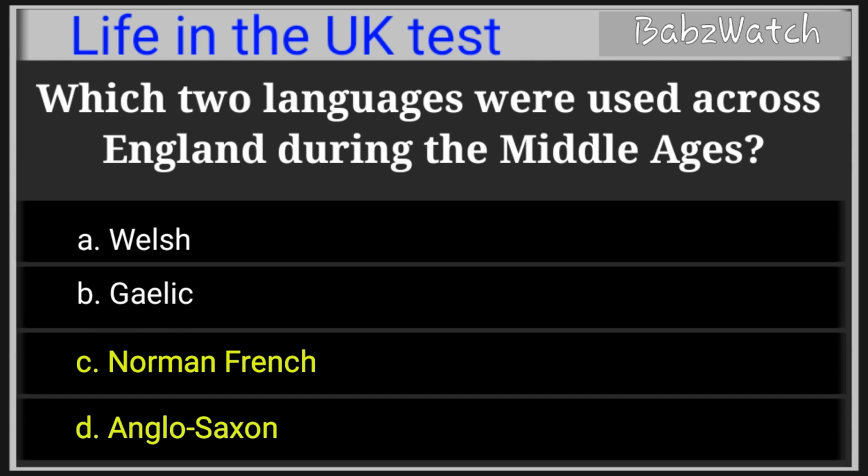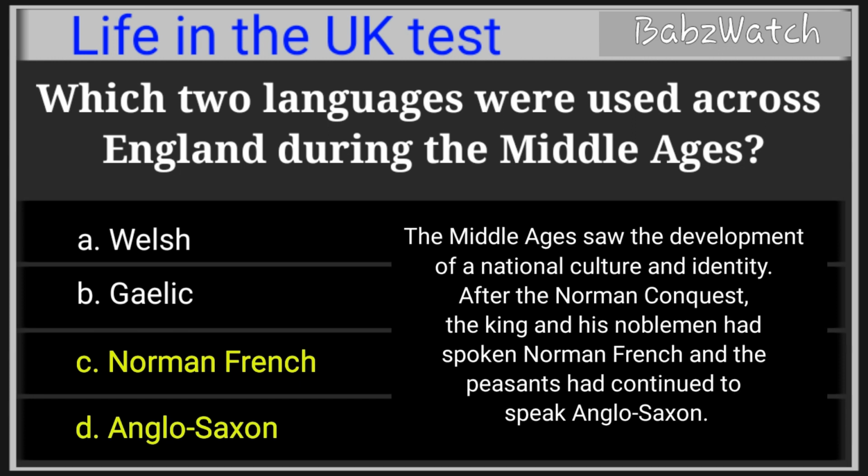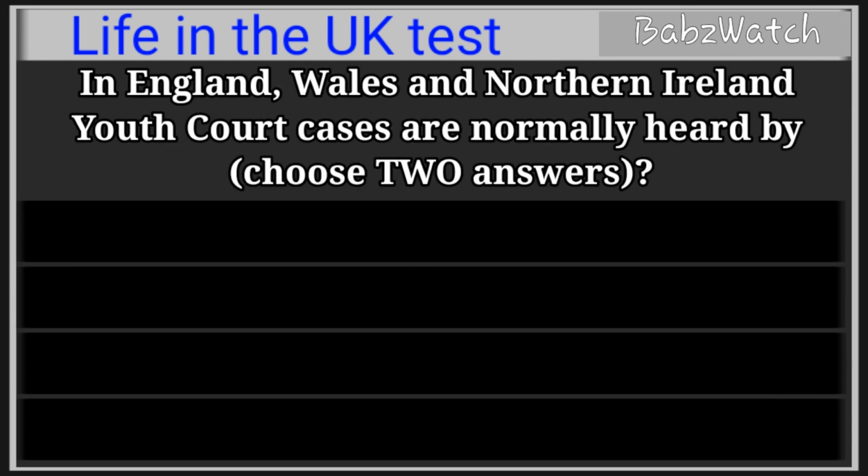Norman French. D. Anglo-Saxon. The Middle Ages saw the development of a national culture and identity. After the Norman conquest, the king and his noblemen had spoken Norman French and the peasants had continued to speak Anglo-Saxon.